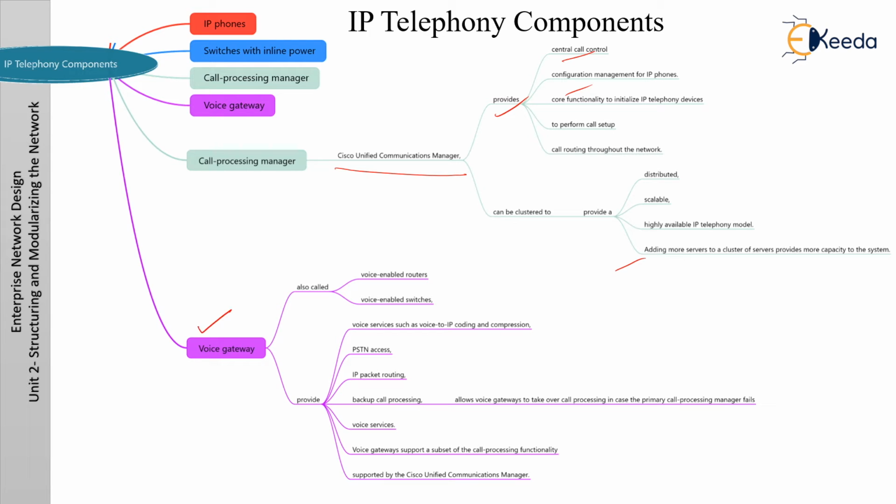Next is voice gateway. This is also called voice enabled routers or voice enabled switches. Provide voice services such as voice to IP coding and compression, PSTN access, IP packet routing, backup call processing, and voice services. Backup call processing allows voice gateway to take over call processing in case the primary call processing manager fails. Voice gateway typically supports a subset of the call processing functionality supported by the Cisco Unified Communication Manager.